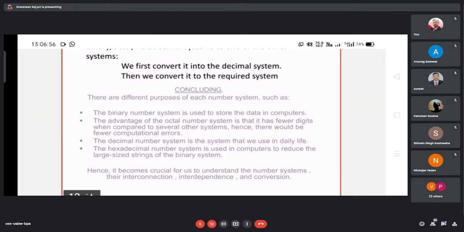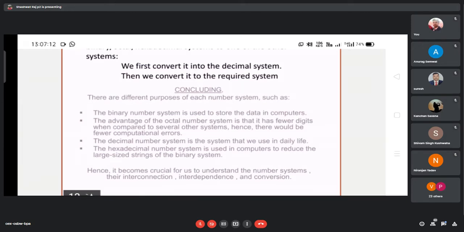Advantages of the octal number system is that it has fewer digits when compared to several other systems. It is neither too big like the hexadecimal system nor too small like the binary number system. Hence, there will be fewer computational errors. The decimal number system is a system we use in daily life.